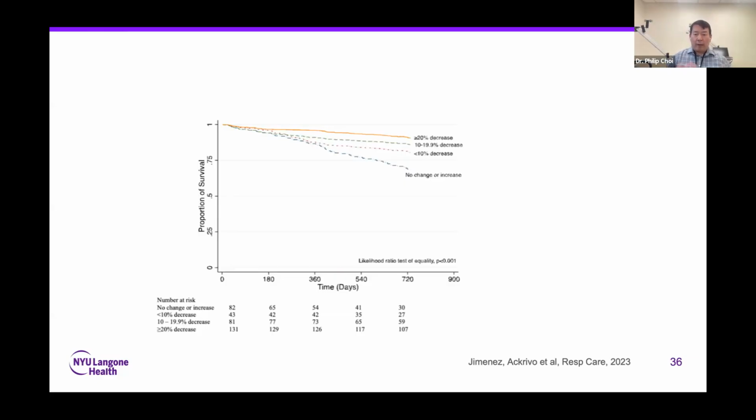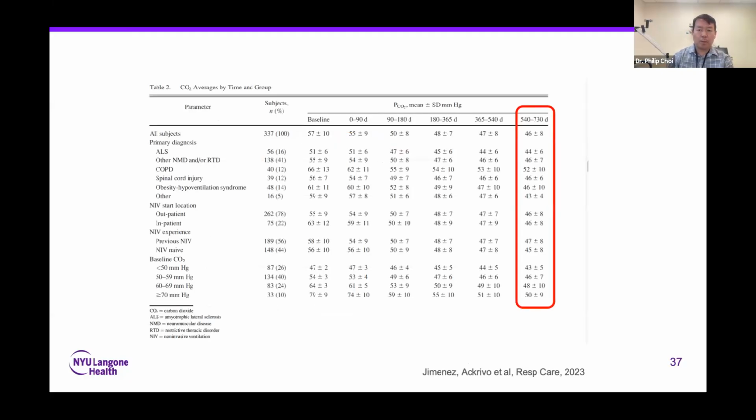So we really wanted this to be data that showed that not only do we have to start non-invasive ventilation on patients with chronic hypercapnia, but we also want to monitor PCO2 as a biomarker and try to achieve the greatest reduction in PCO2 from their baseline.